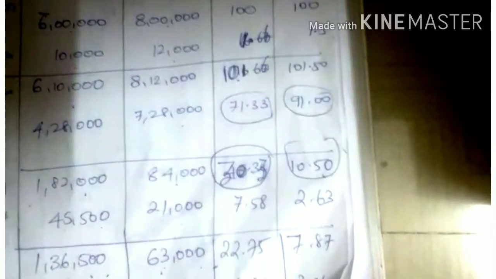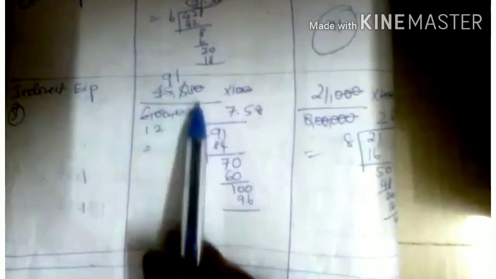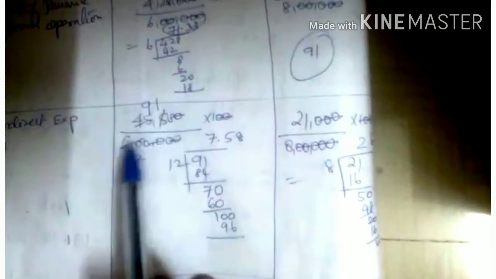Now go for indirect expenses, in the same manner; we have done it in our workings. See here, 45,500 is the indirect expenses. So how to calculate this? Indirect expenses we calculate as a percentage of sales. So 45,500 divided by 6 lakh into 100. We get 7.58 on simplification.